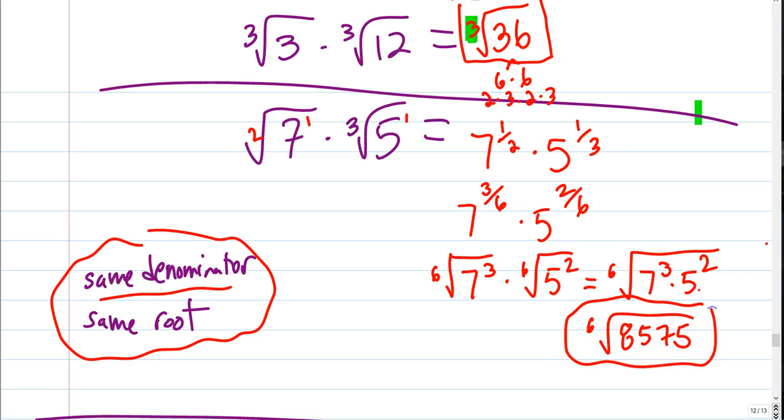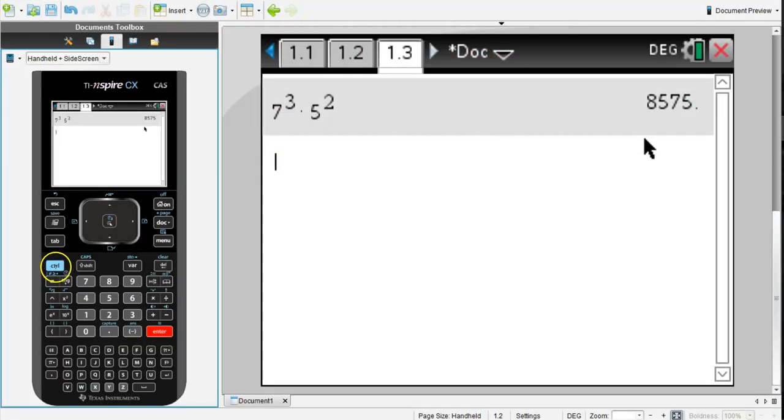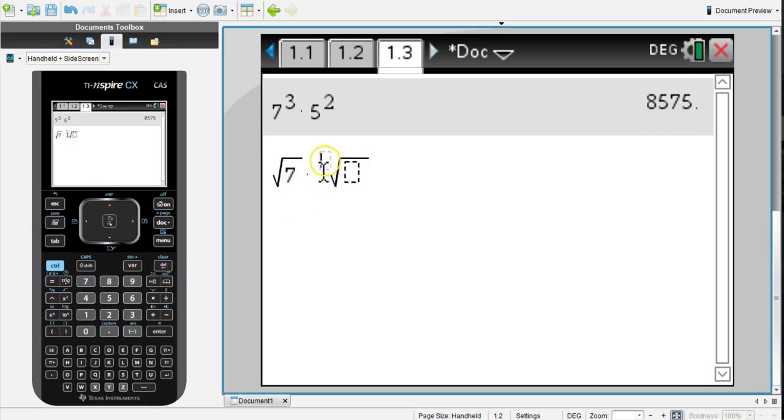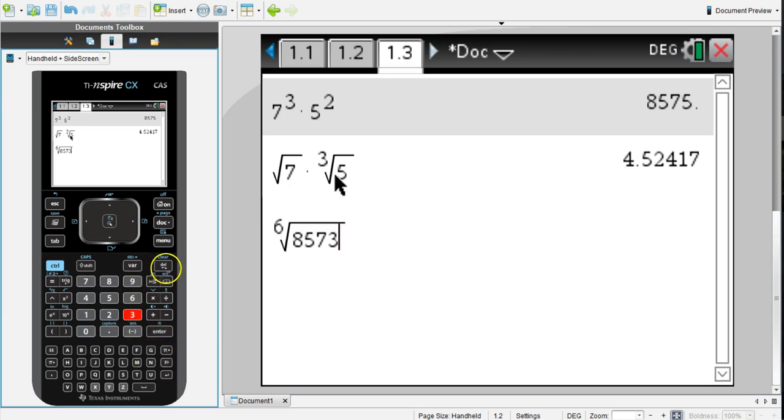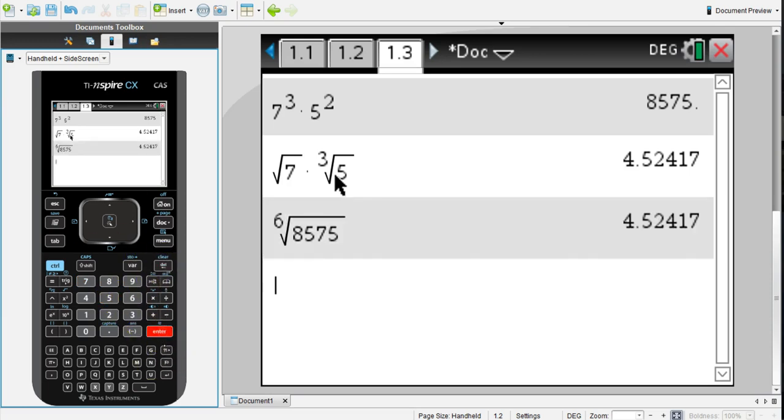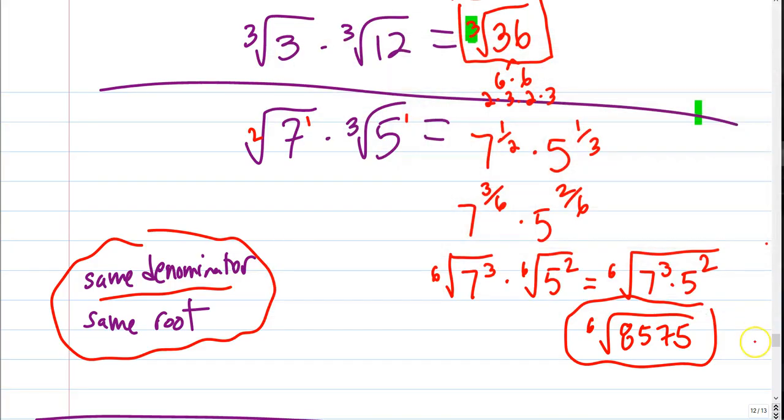We have been able to now put those together. And that is the same thing as the square root of 7 times the third root of 5. And we said that's the same thing as the 6th root of 8575. How about that? So we are able to bring them together now.